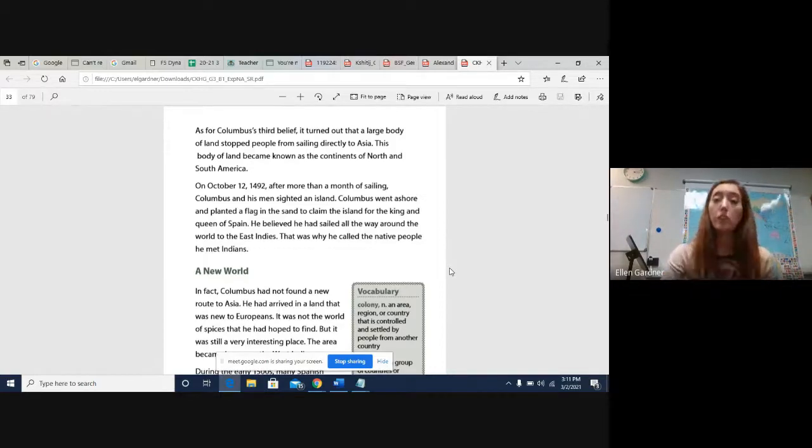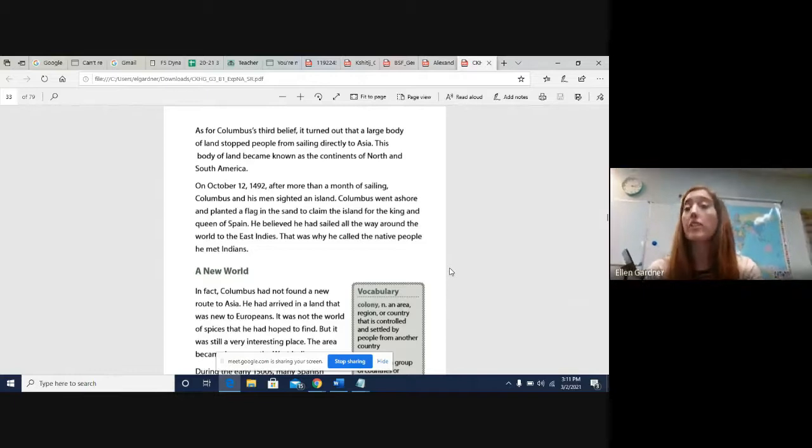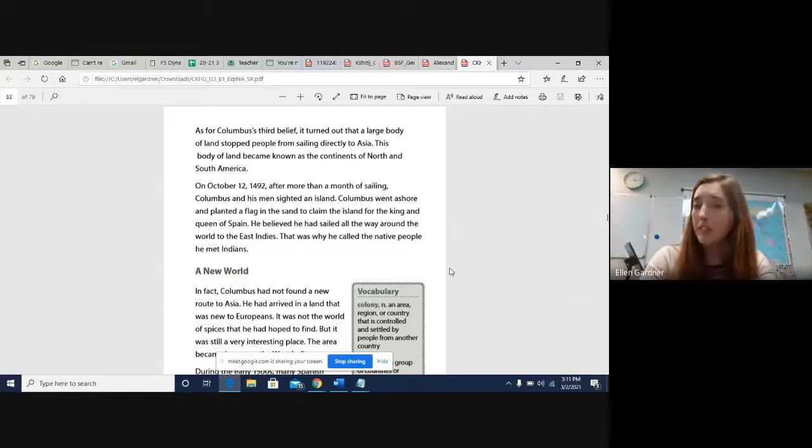Now, on October 12th, 1492, after more than a month of sailing, Columbus and his men sighted an island. Columbus went ashore and planted a flag in the sand to claim the island for the King and Queen of Spain. He believed he'd sailed all the way around the world to the East Indies, and that was why he called the native people he met Indians.